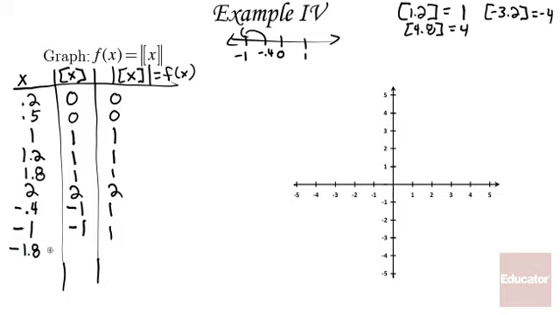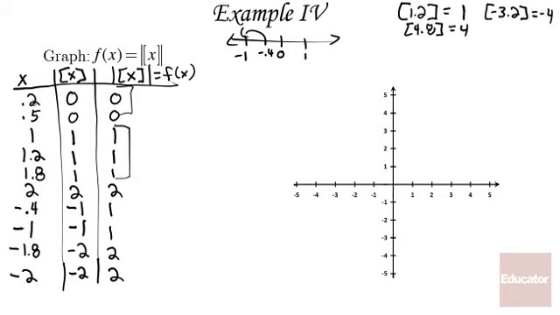Negative 1.8. Greatest integer that's less than or equal to negative 1.8. I'm going to go down to negative 2, and the absolute value is 2. For negative 2, the greatest integer less than or equal to negative 2 is negative 2. The absolute value is 2. So you see that there are intervals here. Intervals of the domain end up with the same value for the function. So I'm going to have a step function. But remember that absolute value graphs are usually V-shaped. So I'm actually going to end up with a V-shaped step function.